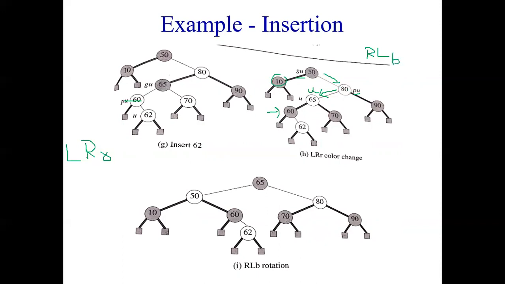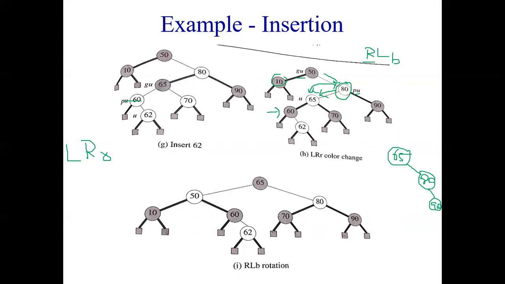Whenever it is a B imbalance, you have to perform rotation. So what rotation do we have to perform? We have to perform a right rotation first on the parent, then a left rotation on the grandparent. When you perform the right rotation on the parent, 65 will come here, and 80 will become the right child of 65.